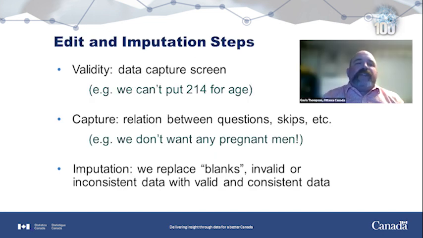So when we look at different types of edits, one of the types is called a validity edit. So is the value they're trying to answer valid? If someone tries to put that they're 214 years old, or if they try to enter the letter E for their age, the capture screen should reject it. If we're doing some sort of computer questionnaire, the computer can right away reject these answers. Whereas if it's a paper one that's self-reported by the respondent, you can't stop them from putting 214 years old.